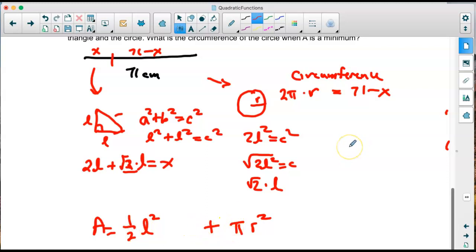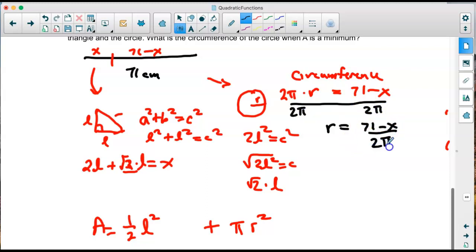Okay, so let's do r first. Here's my equation that has r. Now I need to divide by 2 pi. So r is 71 minus x divided by 2 pi. Okay, so that's what's going to go in here.